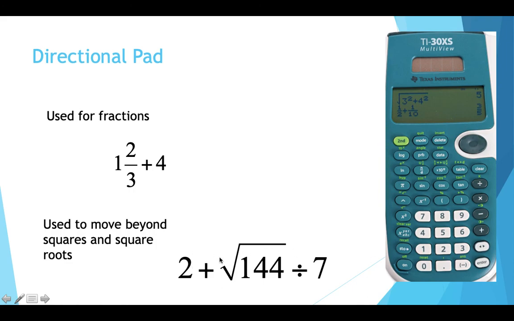Also, it's good to move beyond square roots. So in this one, if I said 2 plus, and then I hit second square root 144, then I have to hit over to the right to get out of that square root, and then say divided by 7. And then I hit enter, and that'll give me that answer. That is a quick and brief tutorial of how to use the TI-30 scientific calculator.